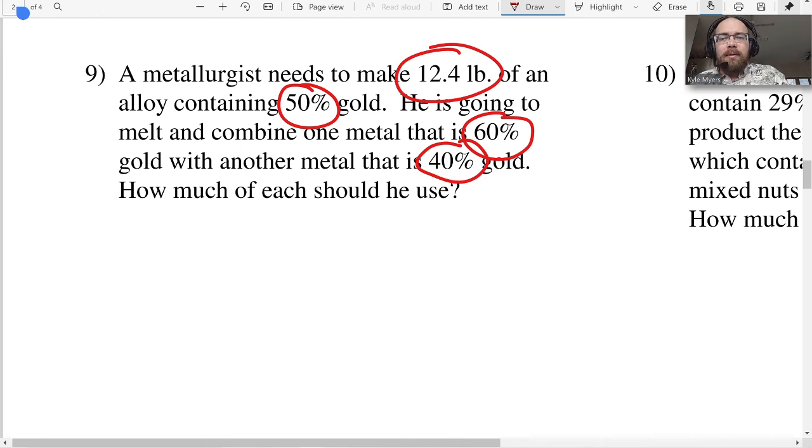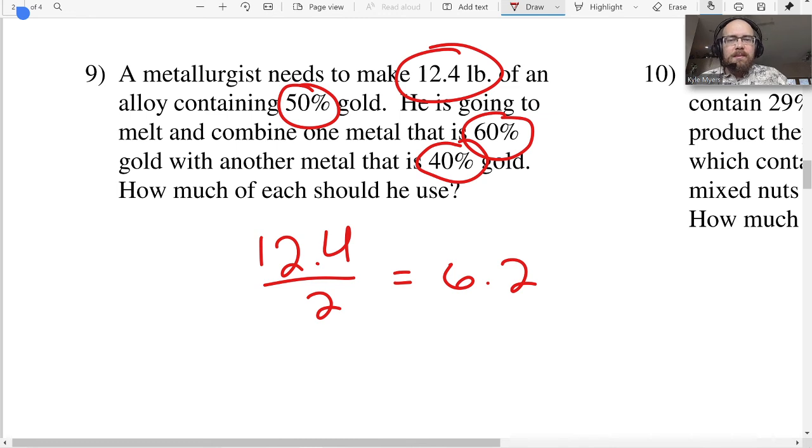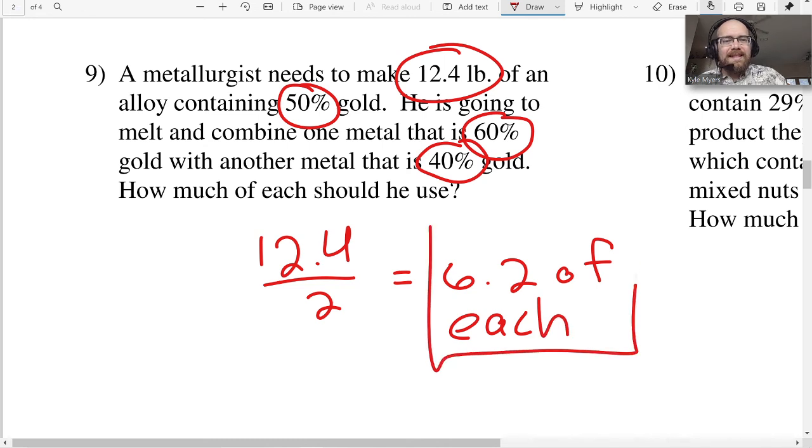So we just divide 12.4 by 2. We just want half of 12.4. Well, half of 12 is 6. Half of 4 is 2. So 6.2 of each. That's the answer. And of course, if you want units, you put pounds in there. 6.2 pounds of each. That's it. 6.2 of the 40, 6.2 of the 60. All right, and that's it.